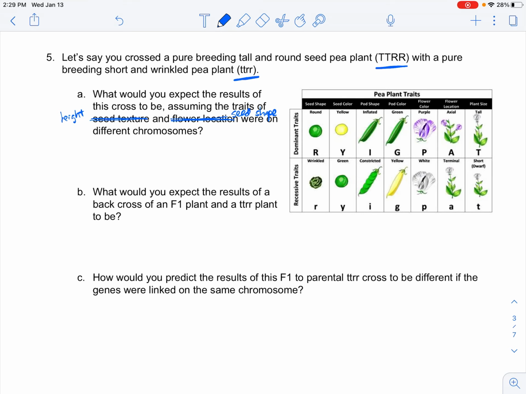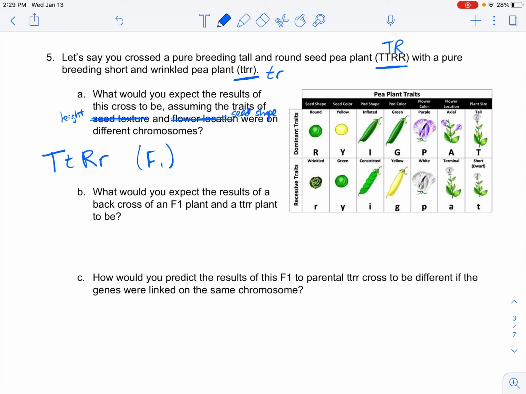So the results of this cross would just be that this is giving the capital T, capital R alleles, and this is giving the lowercase t and the lowercase r alleles. And so we're going to end up with hybrid offspring. This is in the F1 generation, or first filial generation.